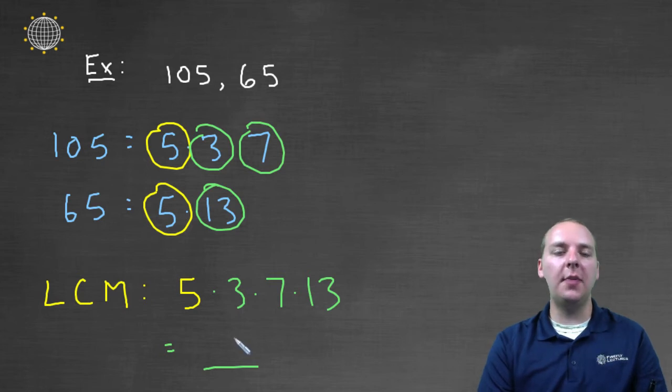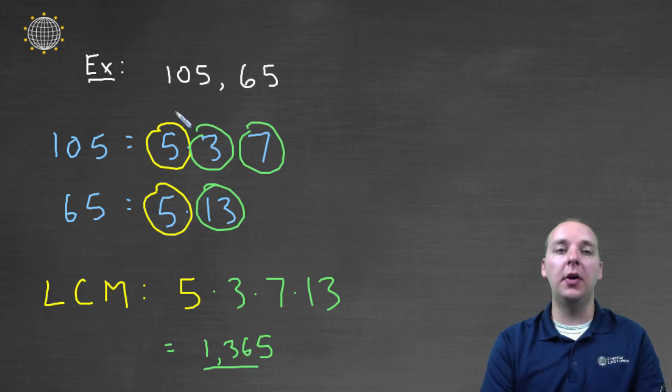Just to save a little time, I went ahead and plugged these into the calculator already, and I got 1,365. So 1,365 is both a multiple of 105 and 65, and there's not a smaller number than 1,365 that's a multiple of both of these numbers. So anyways, hopefully these two techniques will serve you in any given situation, and hopefully you better understand how to find least common multiples of two numbers.